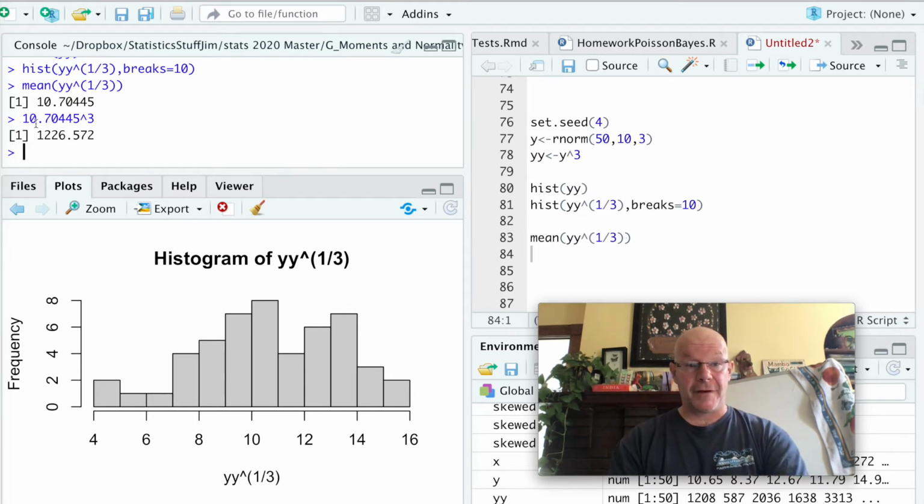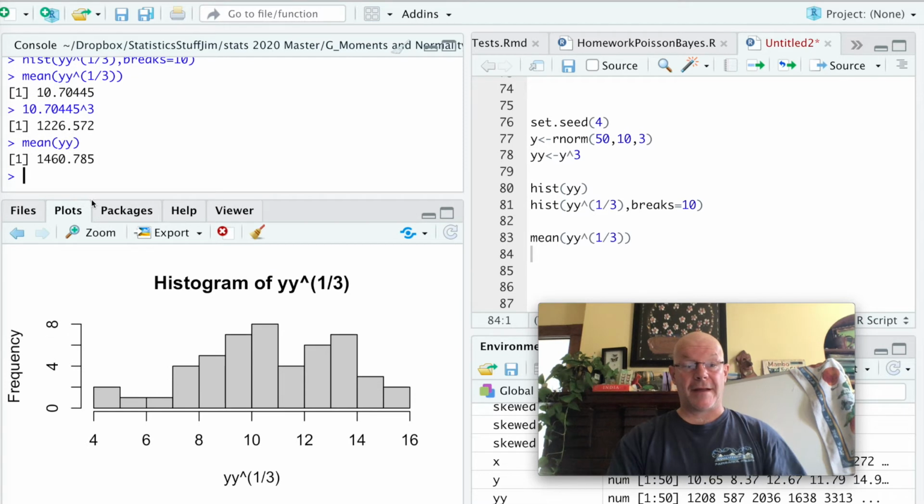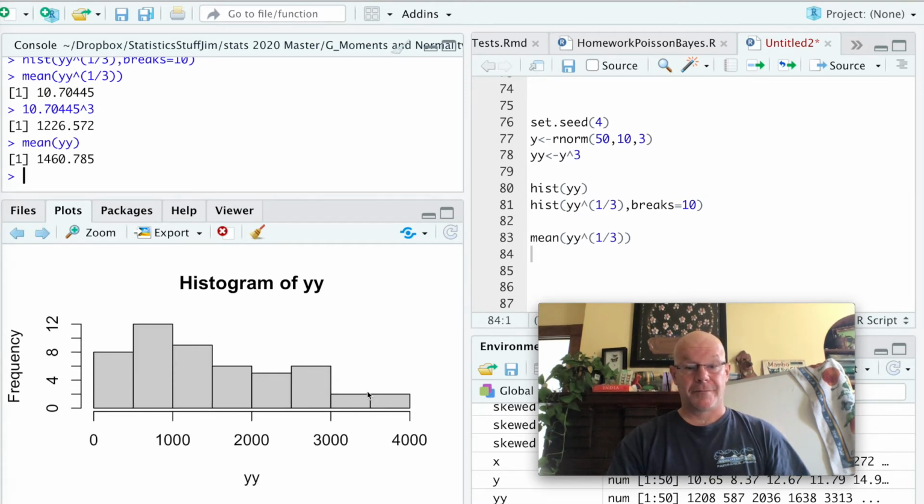Now this is different than the mean of our actual raw data. Right? And so when we had that skewed distribution, our mean was 1460, but when we transformed the data, then calculated the mean, and then back transformed it, this is our estimate of the mean.